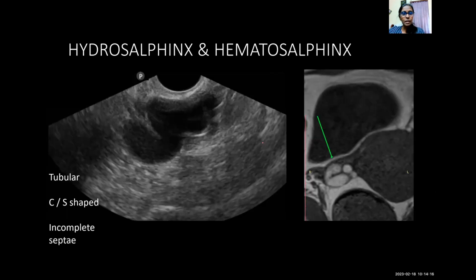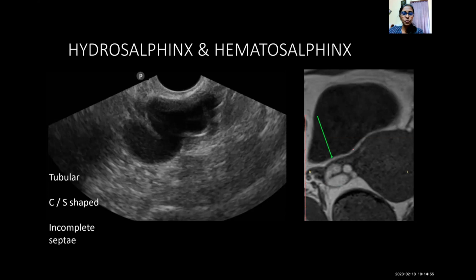So, all right, that was our first case. I didn't even think of making it a quiz question because it's very obvious. It's a very classical appearance. This is tubular. You can see that it is C or S shaped, or like a retort shape. You can see that the septae are incomplete. This was a hydrosalpinx. In the MRI, this is a T1 weighted image, and you can see that this tubular structure is T1 hyperintense. So this turned out to be a hematosalpinx.